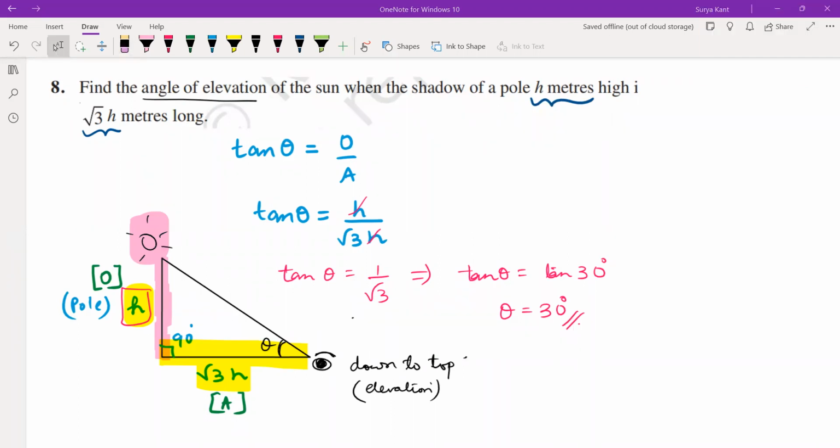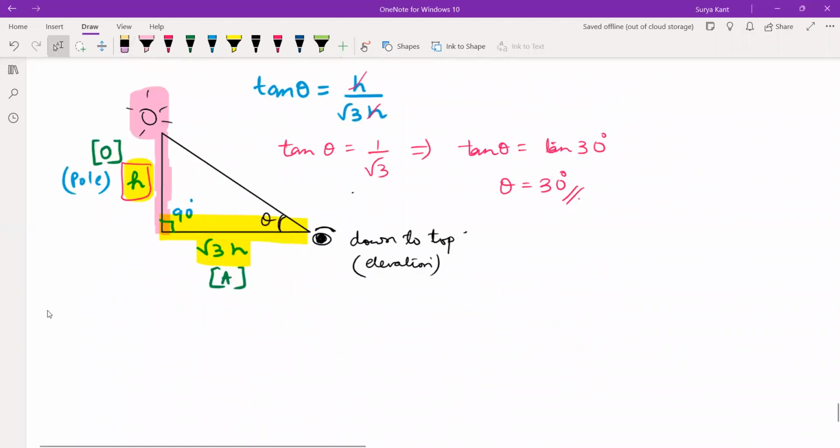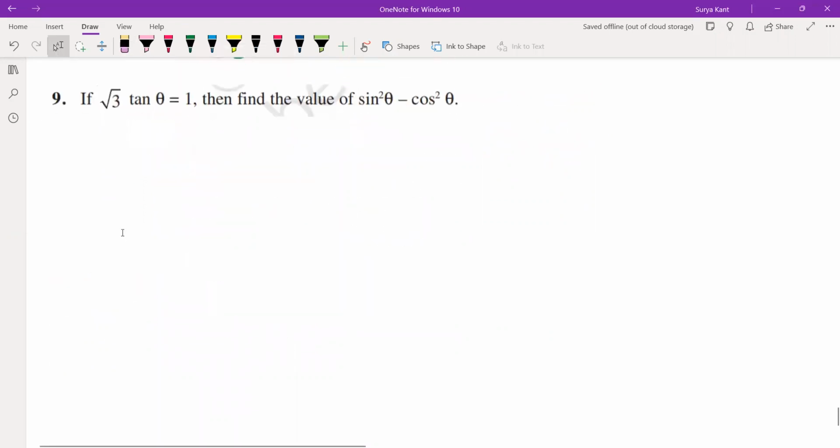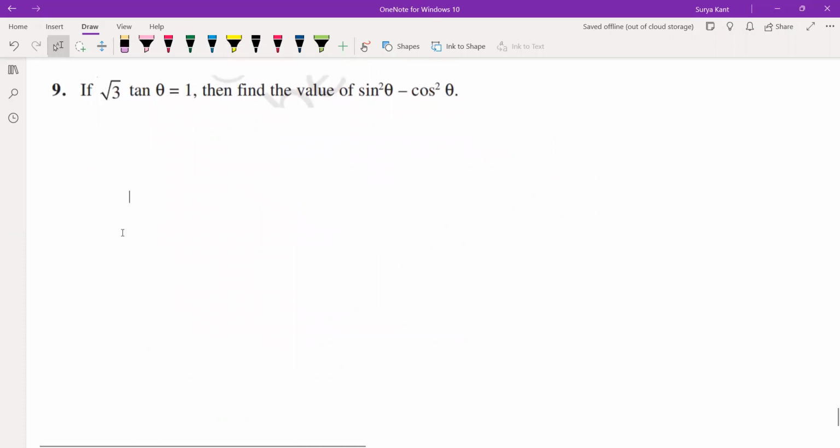Next question is question number 9. That is a very easy question, only finding something, it's not the proving one. Anyone who is having doubt, just let me know. Let's see what to do in this question. So simply you can find the degree if you want. So many ways are there to do this, right?